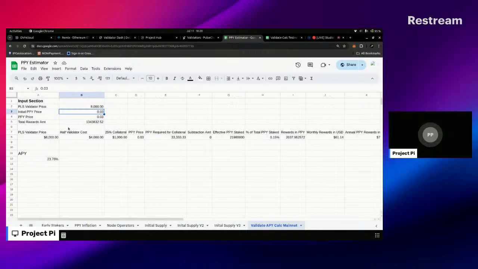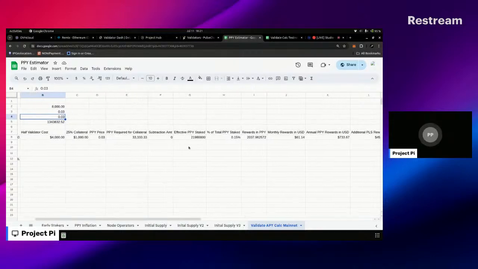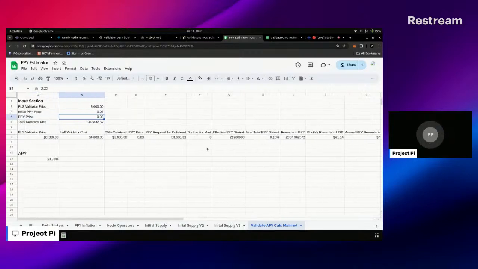What truly matters is the total reward amounts that's going to come into the Pi Pool system, our liquid staking protocol. So if this increases or decreases, then this APY value would change. If the PPY price does increase or decrease, then it also affects the APY. But for this example so far, you would see that the total PPY stake is 0.15%.